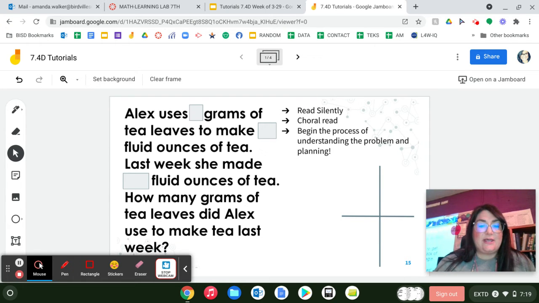Okay, so today we're working through the last two problems of the week. Alex uses blank grams of tea leaves to make blank fluid ounces of tea. Last week, she made blank fluid ounces of tea. How many grams of tea leaves did Alex use to make tea last week?